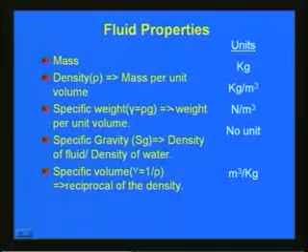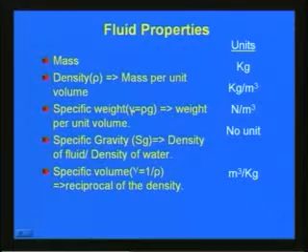And another important property is called the specific weight, which is the weight per unit volume, and that is generally expressed as gamma equal to rho into g, where rho is the density, g is the acceleration due to gravity, and its unit is Newton per meter cube. And another important property which we will be using is called specific gravity, and it is the ratio of density of fluid to the density of water. And then another property is the specific volume, it is the reciprocal of the density and its unit is meter cube per kilogram.